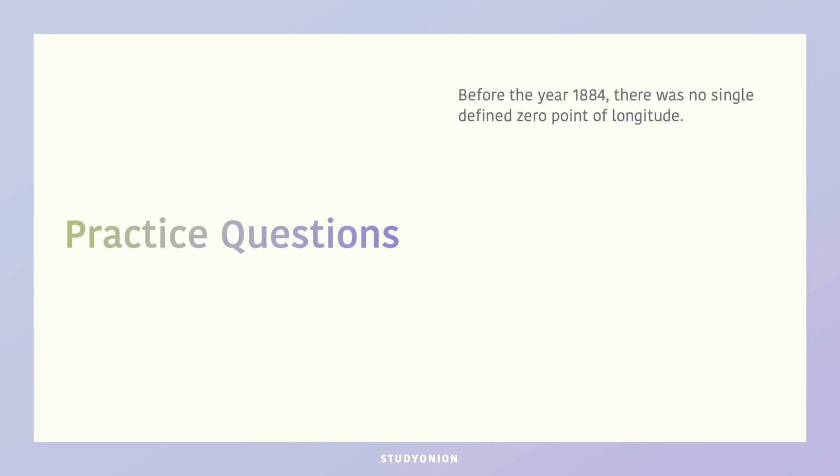Before the year 1884, there was no single defined point of longitude. Suggest why this caused issues for travellers. Now, this is a 3-mark question, which shows that there needs to be around 3 points being made in response to this question as an answer. Now, an example answer that I would have written is shown on the slide, and this is by no means the only answer that you could have written, but is a good example of what kind of things you would need to write.